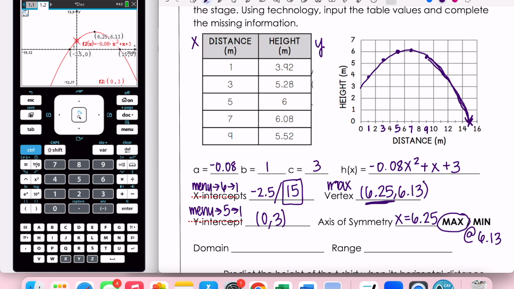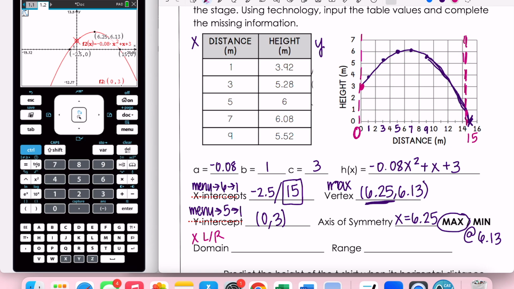Okay, next up, we want to determine the domain and range. So remember, the domain are your x values. Here we go from left to right. So if I go as far left as possible on my graph, I see here that I am setting up a boundary at 0. Then I go as far right as possible. We know that my boundary was drawn at 15 because that is where my second x-intercept is. That is where that t-shirt hit the ground.